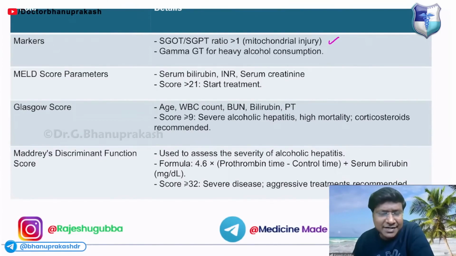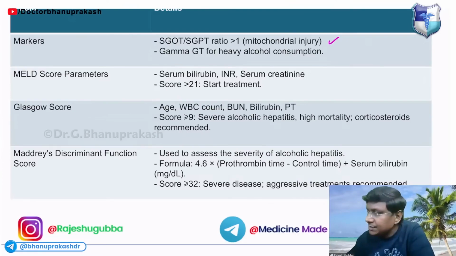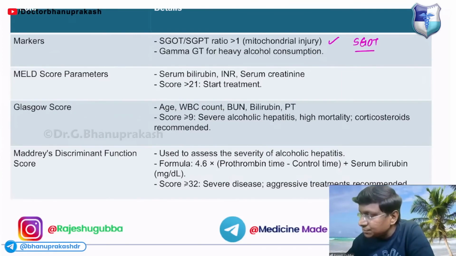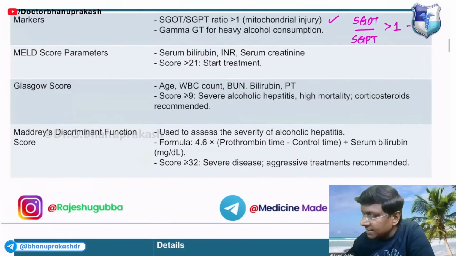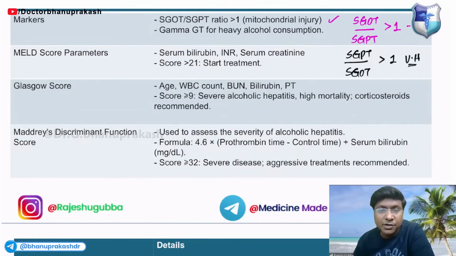What is the question here, sir? SGOT, SGPT will be elevated in every hepatitis. But the important question that can be asked here is, you have to know that the SGOT to SGPT ratio will be more than 1 in case of alcoholic hepatitis. Whereas in case of viral hepatitis, the SGPT to SGOT ratio will be more than 1. So this is a very important question that will be asked in your exam.